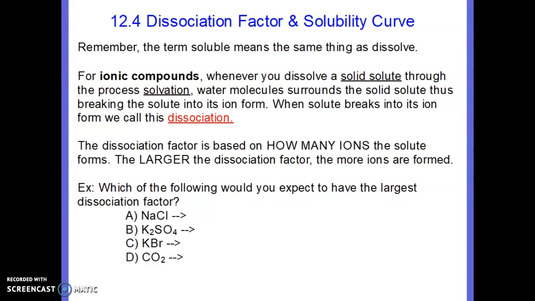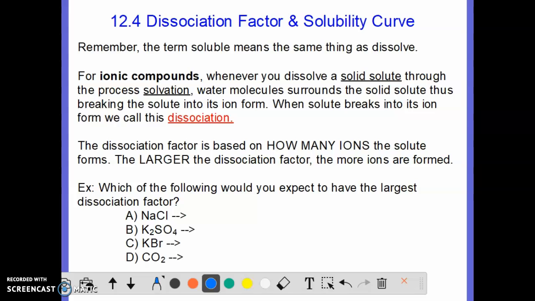So it gives an example. Which of the following would you expect to have the largest dissociation factor? So you would figure out how many ions are in this and then determine it from there. We have sodium chloride, which dissociates into 1 sodium and 1 chloride. So that's 2 ions. Okay, let's compare that to the other ones. We have 2 potassium ions and 1 sulfate ion with 2 negative charge. You can find this information on your polyatomic ion list if you don't know it. So that's 3 ions total.